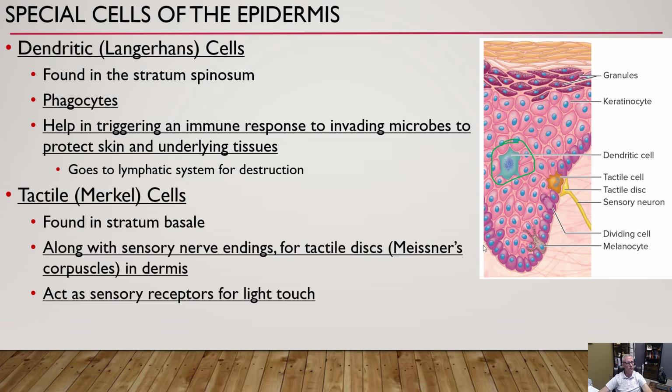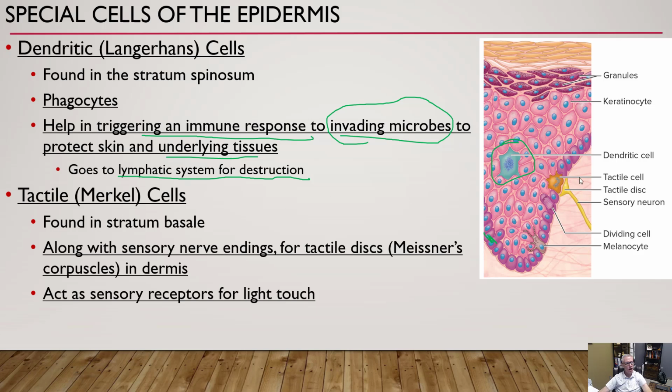So just above that stratum basale layer, next to the bottom, they're going to be phagocytic. So they're going to gobble up stuff. And they actually help trigger an immune response when microbes invade the skin and underlying tissues. So they're going to gobble up microbes and they're going to take them to the lymphatic system for destruction. And we'll learn what happens in the lymphatic system next semester.